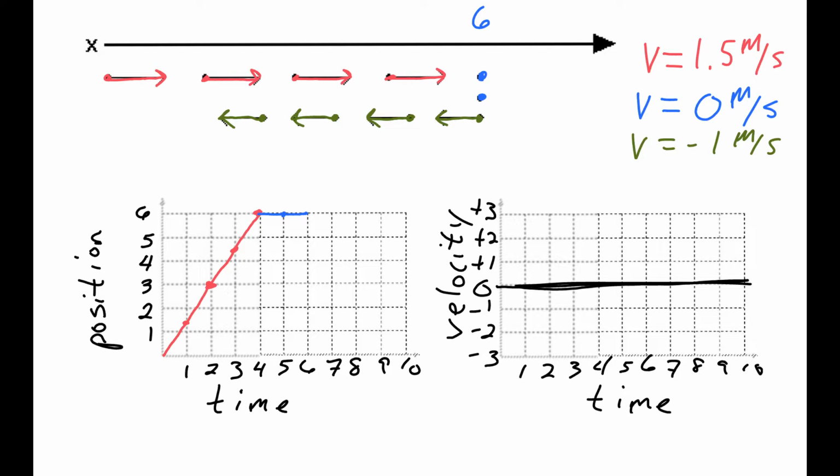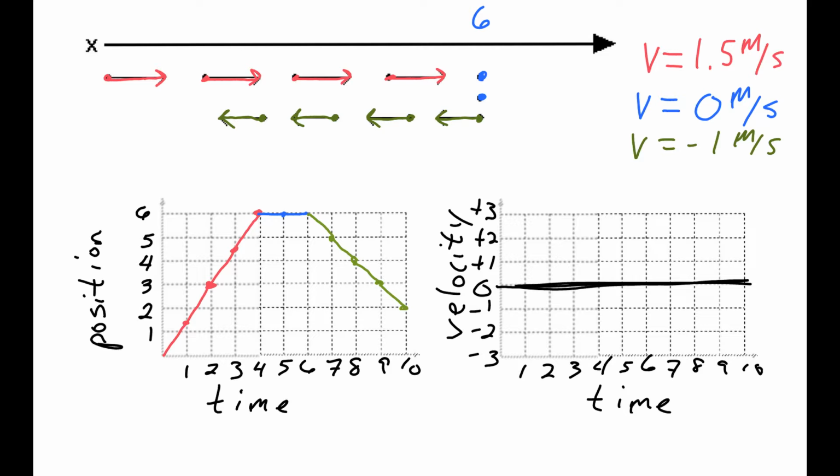The last is going to be the green arrow. Since the green arrows are going backwards, we have a negative slope. So it's going to go down 1, down 1, down 1, and down 1. So it'll look something like this. So we'll start here and go to here, and that's the first arrow, second arrow, third arrow, and then the fourth arrow. Now we make our velocity time graph.